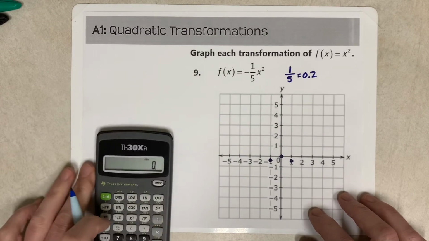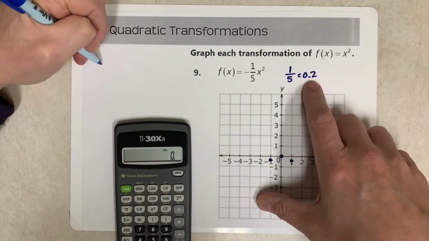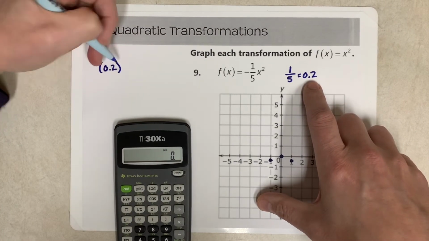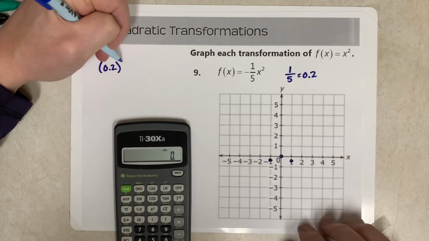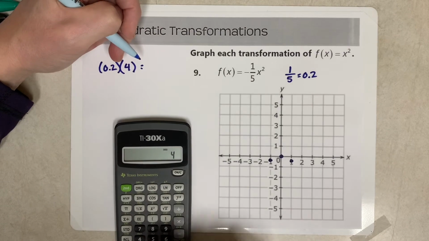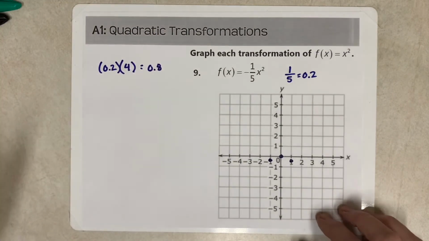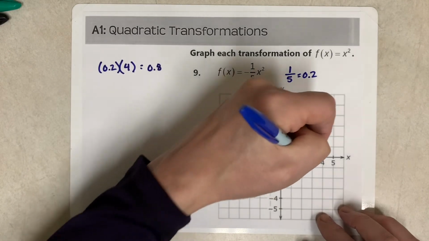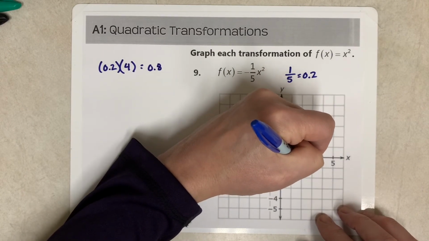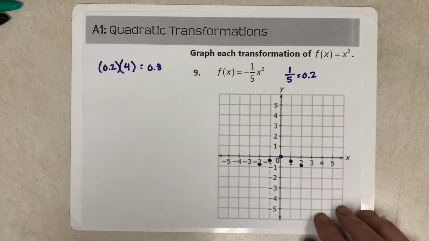All right, so here we go. It used to be over 2, down 4, but now we have to take 0.2 of that. I like the decimal a little bit better. You could do the fraction if you want. So if we do 0.2 times 4, we get 0.8. Okay, so we're going to go over 2, down 0.8, which is about right there. So that one looks pretty good.